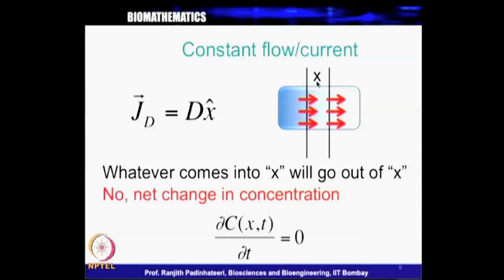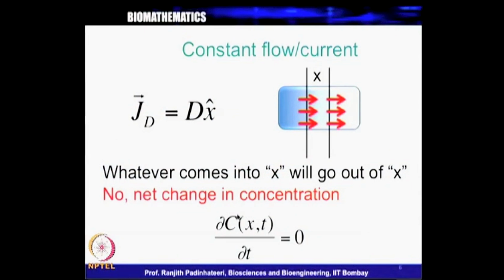In other words, the C at X for all time is equal to a constant. Whatever be the time, it will be a constant because the same amount of molecules is coming in and the same amount is going out. This can be written mathematically as del C by del T equal to 0. That means the derivative is 0. What does it mean? It means C is a constant. We learned that when the derivative of a function is 0, that function is a constant. So here, if del C by del T is 0, that only means that C is a constant.